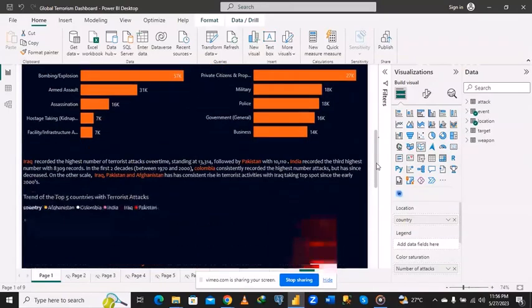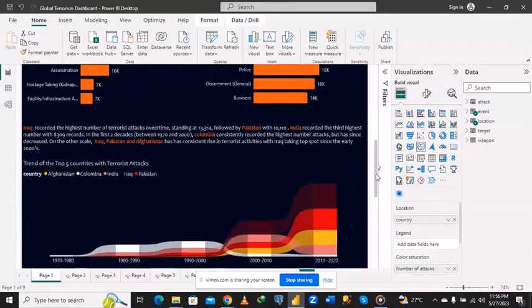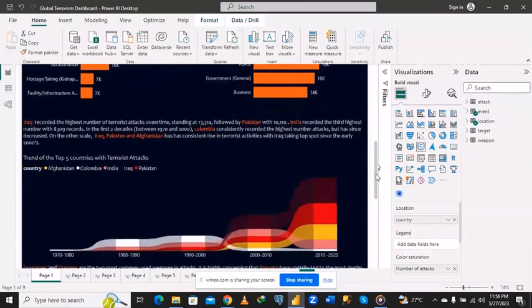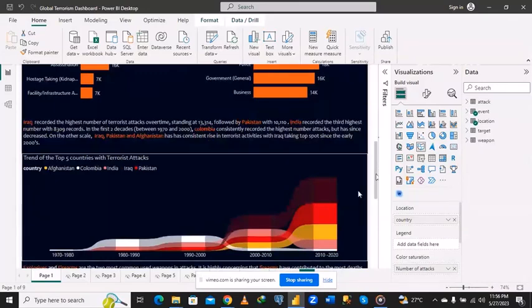Moving on, we go to our ribbon chart. Our ribbon chart here shows us the trend between 1970 and 2014 for the top 5 countries with terrorist attacks. Over the years, we could see that from 1970 up until 2000, Colombia had the highest record of terrorist attacks, but the attacks were also reduced between the early 2000s and 2014.